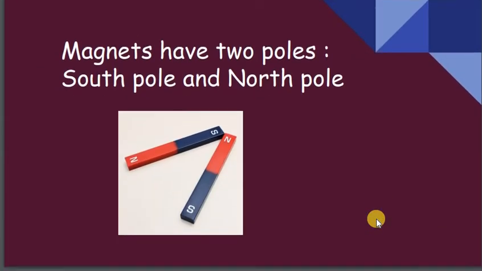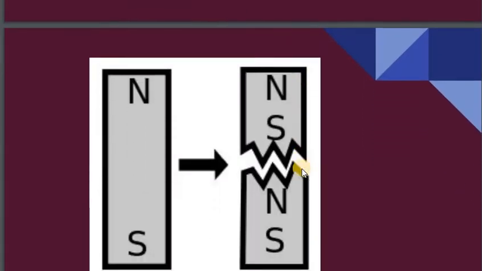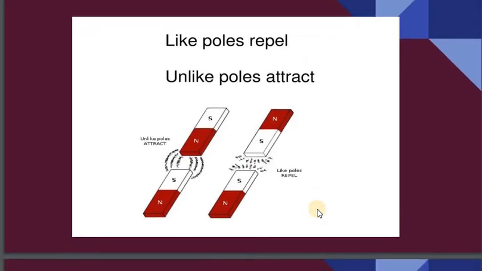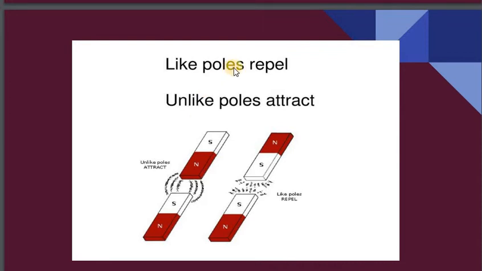The magnets have a North Pole and a South Pole. When you divide a magnet into two, each fragment will behave like a magnet. So, like poles repel and unlike poles attract.